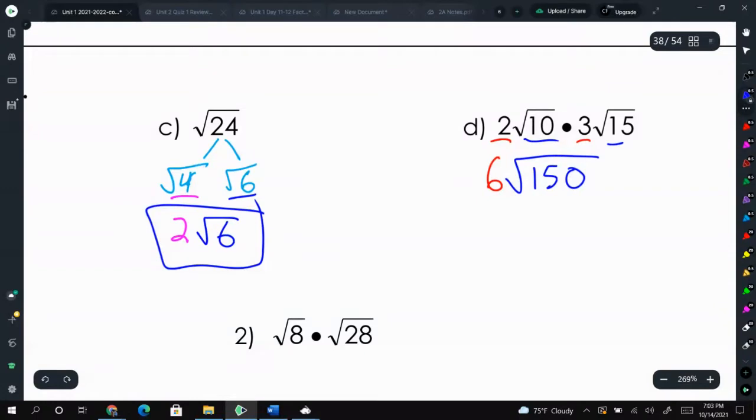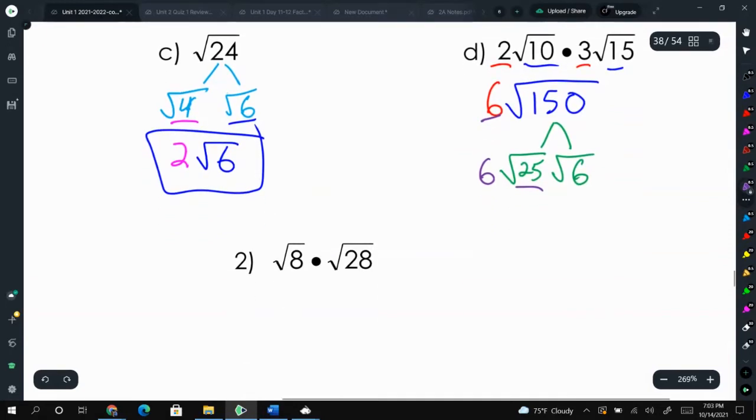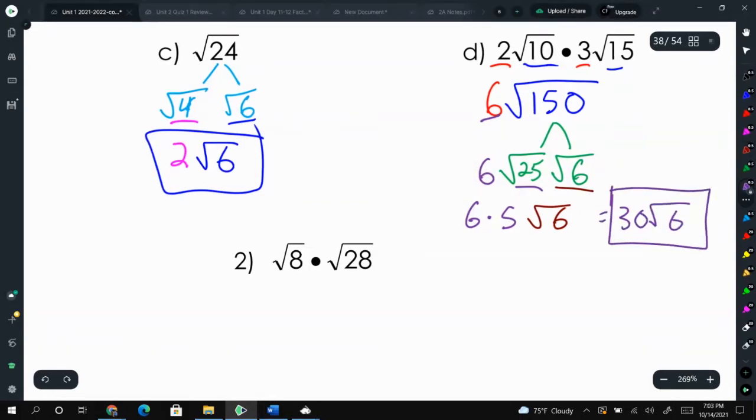And then we got to think, what is the biggest perfect square I could divide 150 by? And that would be 25. So 25 times 6. This still stays here. The square root of 25 is 5. So it's going to be 6 times 5 times the square root of 6. 6 times 5 is 30. And the square root of 6 stays alone. We can't do anything with that. So that is our simplified radical.